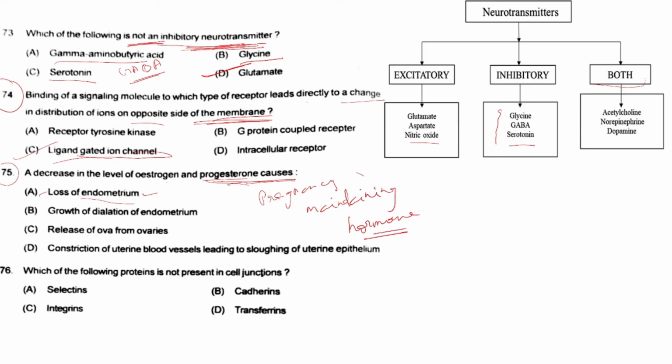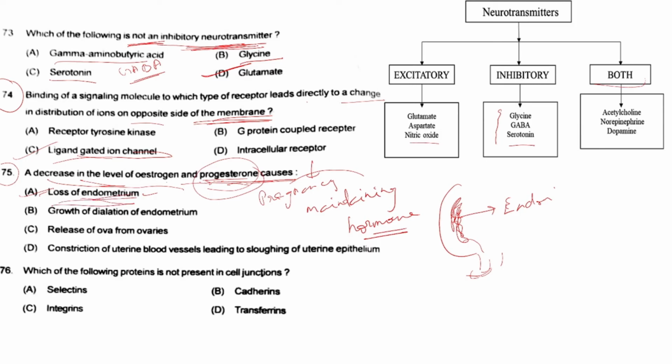This means progesterone ensures that the layer of endometrium is intact in the uterus. Suppose this is the endometrium layer, this layer should be intact whenever the amount of progesterone is high. Whenever the level of progesterone decreases, what happens? This endometrium layer is shed off, and the menstrual cycle again enters into the bleeding phase. So here the question is decrease in the level of estrogen and progesterone. Option A is right, that is loss of endometrium.